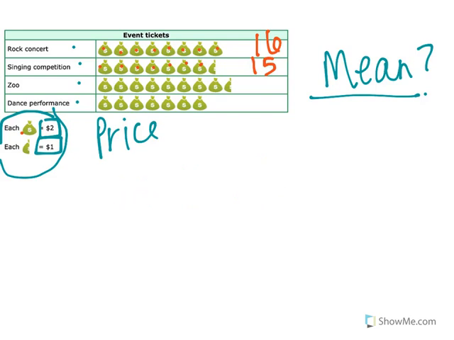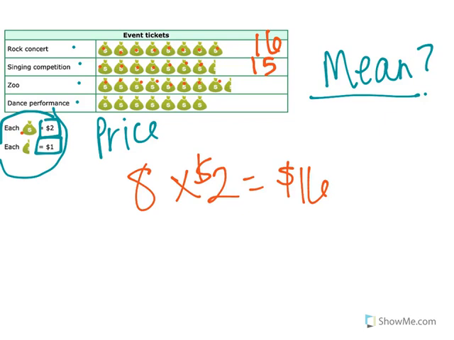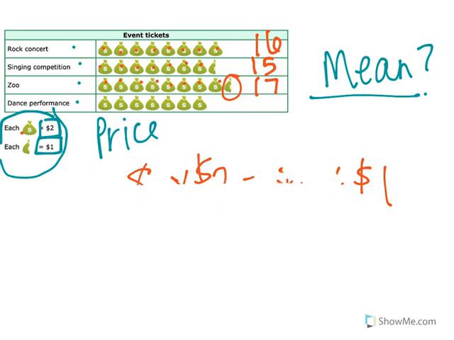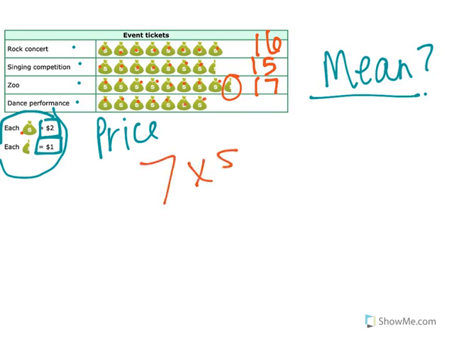Looking at the zoo tickets, I see 1, 2, 3, 4, 5, 6, 7, 8 bags of money. So 8 times $2 is $16. And then I see a half a bag, so that is just another $1. So this is 17. And lastly, the dance performance tickets. I see 1, 2, 3, 4, 5, 6, 7 full bags at $2 per bag, so that is $14.